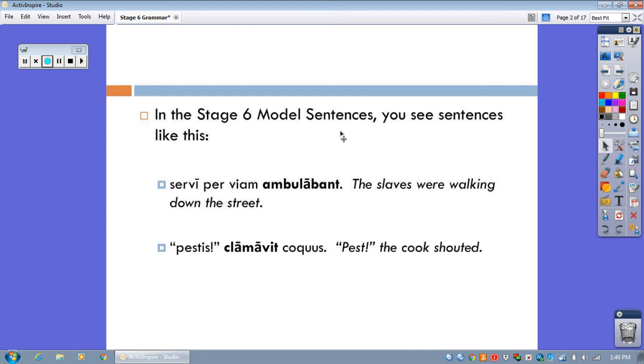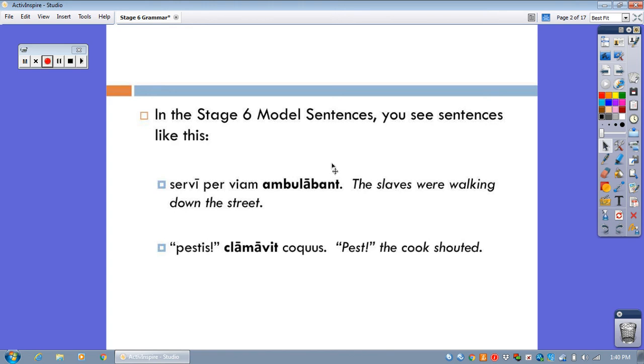So if you look at the sentences at the very beginning of stage 6, and we'll cover those in class, you see sentences like this. Servi per viam ambulabant. The slaves were walking down the street. And then a sentence like this. Pestis, clamavit coquus. Pest, the cook shouted.